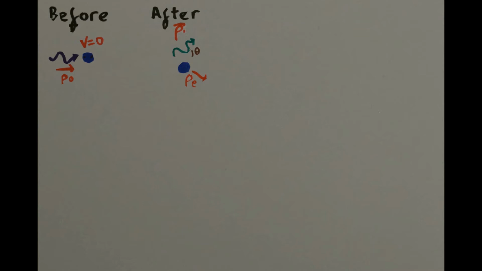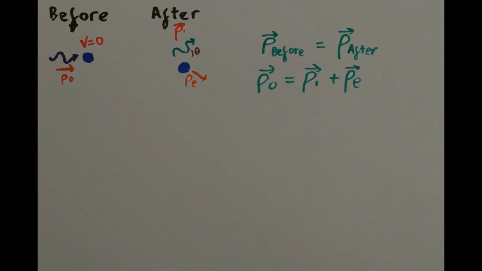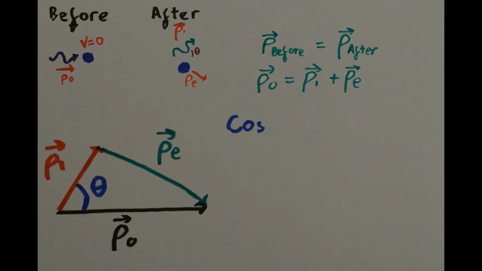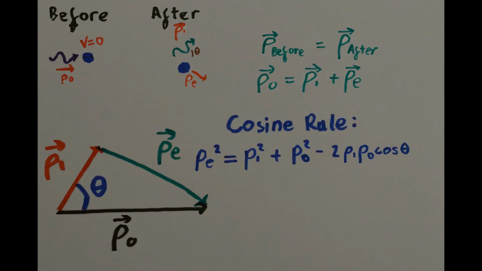As the electron is initially at rest, its momentum is zero. We'll call its momentum after the collision p_e, and the momentum of the photon before and after p_0 and p_1 respectively. From conservation of momentum, we know that p_0 should be equal to p_e plus p_1. Using vector addition and the cosine rule, we can derive an expression that relates the three momenta.